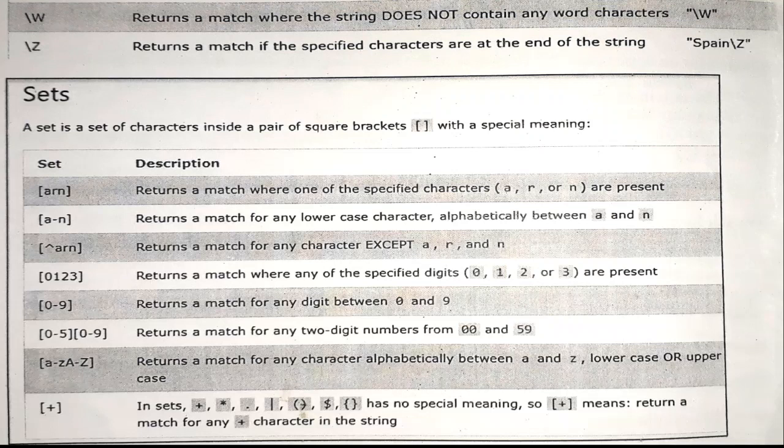Similarly, the next set is, within square brackets, a-n, which means the string should contain characters from a to n, and here we have used small a to n. So it allows only lowercase characters; only lowercase alphabets are allowed. Then we have, within square brackets, the caret with arn, [^arn]. Now the caret means it is exactly opposite to [arn]. Within square brackets, if we provide arn, it means the string contains a or r or n, then it returns a match.